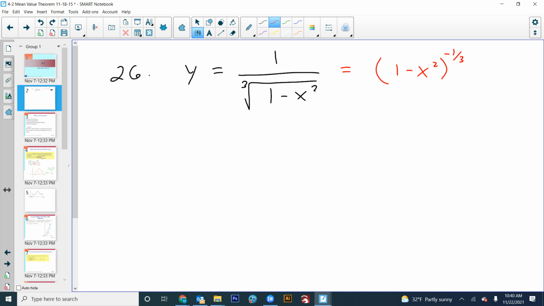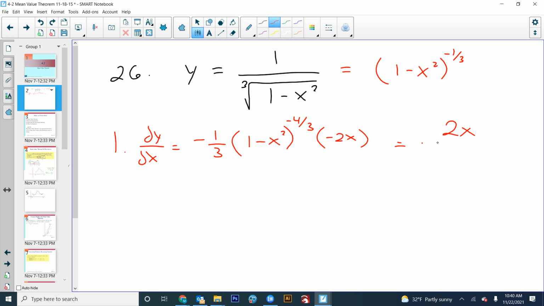I would avoid the quotient rule. I would write this as a negative exponent. So step 1. All right, I would really hate it if you subtract 1 from the exponent and you subtract incorrectly. You're subtracting 3/3, so now you have the negative 4/3 power. Good? All right, so we have a positive 2x over a 3 times 1 minus x squared to the 4/3.